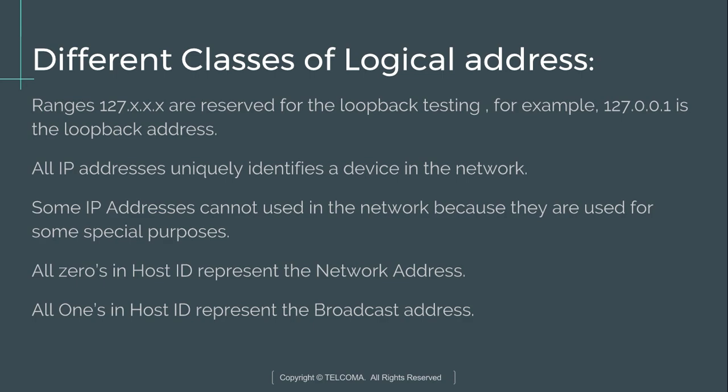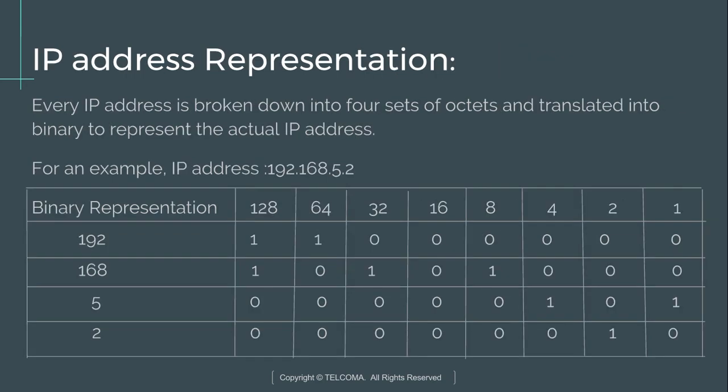Some IP addresses can't be used in the network because they are reserved for special purposes. So if we want to make the network address, then make all host bits equal to 0. It represents the network address. And if we want to make the broadcast address, then make all host bits equal to 1. So it gives us the broadcast address.